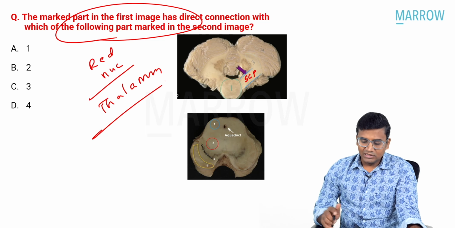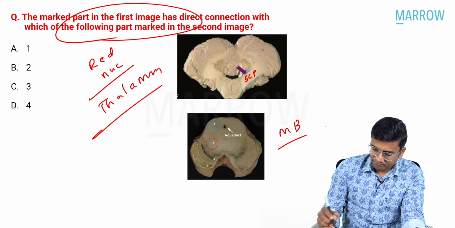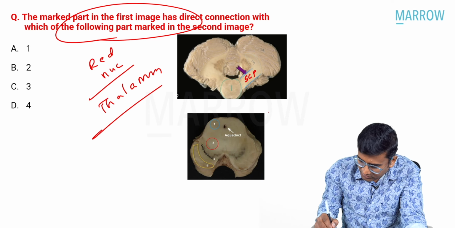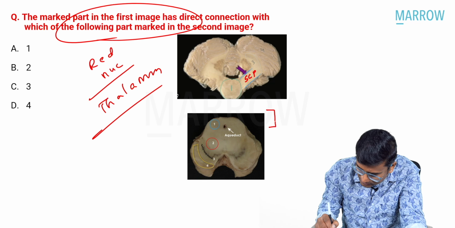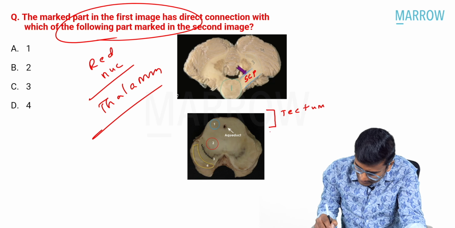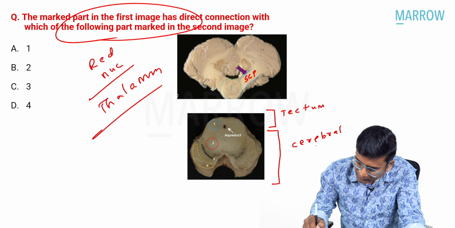Now see the diagram. In the second image, they gave the midbrain. In the midbrain cut section, we are seeing this part. What is that? If we take the cut section of the midbrain, the small posterior part is called the tectum and the large anterior part is called the cerebral peduncle. I hope you know that.